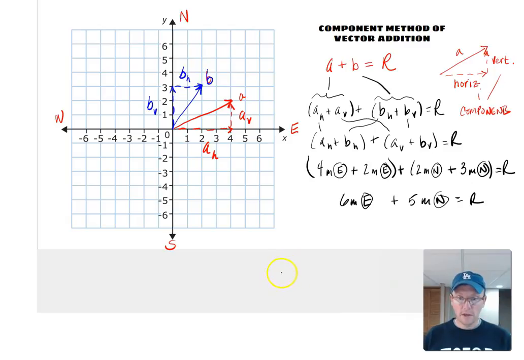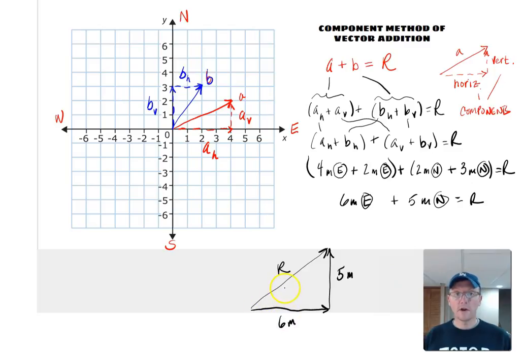If I were going to draw it out, it would have to go 6 meters east and 5 meters north. And the resultant would be this guy right here, and that's r. So you can see it's not going to be 11, right? That doesn't make any sense. You can also see that it's going to be generally in the northeasterly direction, but we'll have to try to figure out what that angle is as well. Hopefully you're with me so far.